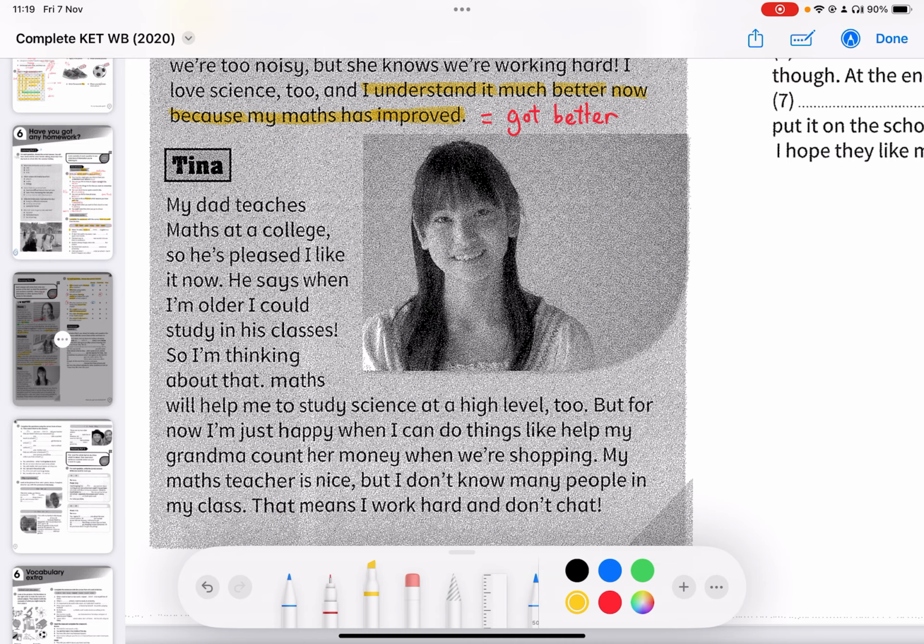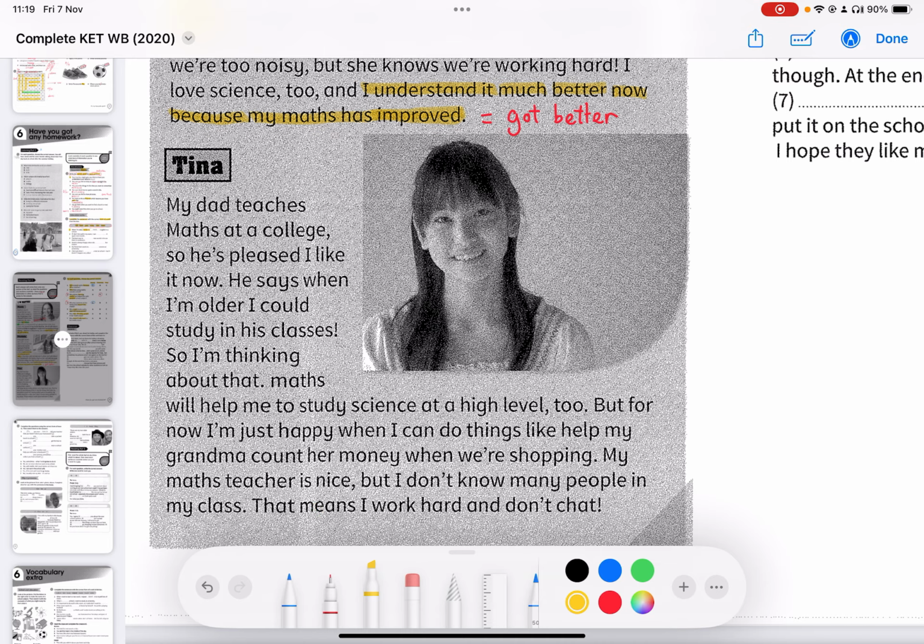So let's read one more time. My dad teaches maths at a college, so he's pleased. I like it now. He says when I'm older I could study in his classes. So I'm thinking about that. Maths will help me to study science at a high level too. But for now, I'm just happy when I can do things like help my grandma count her money when we're shopping. My maths teacher is nice, but I don't know many people in my class. That means I work hard and don't chat.